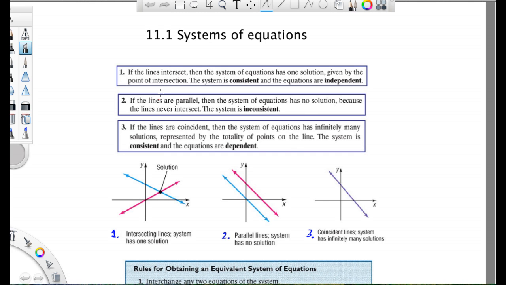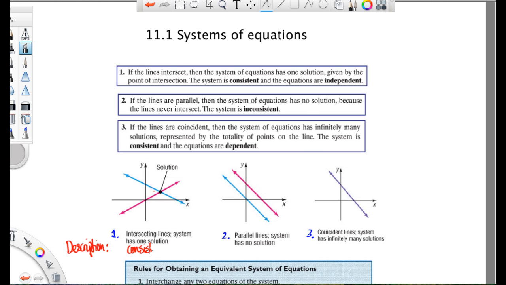So the first system would be when the lines intersect. The system has one solution, and that would be the intersection. So the intersection right there is the solution. And then it says this system is consistent and the equations are independent. So that would be called the description of the system. If I ask you to describe a system, then here you would say consistent.